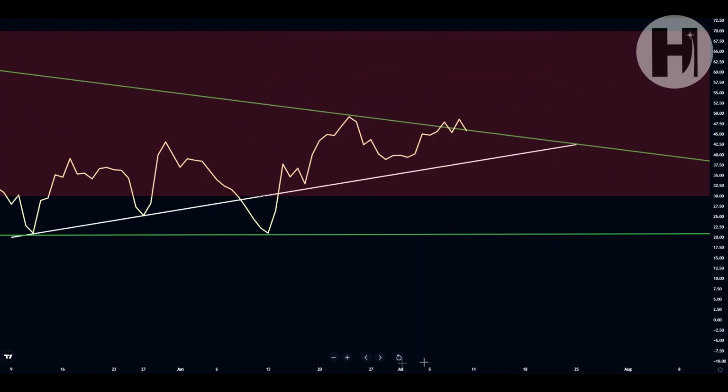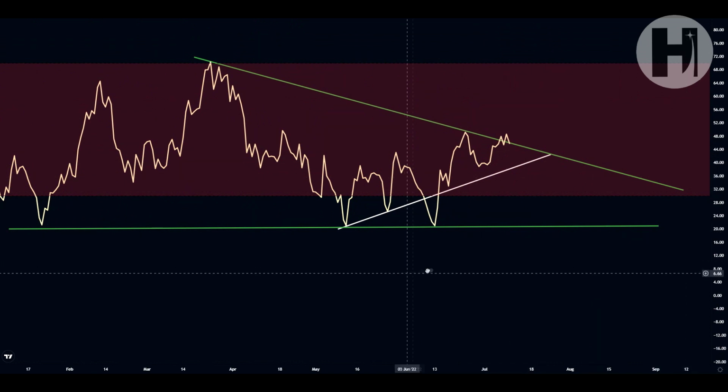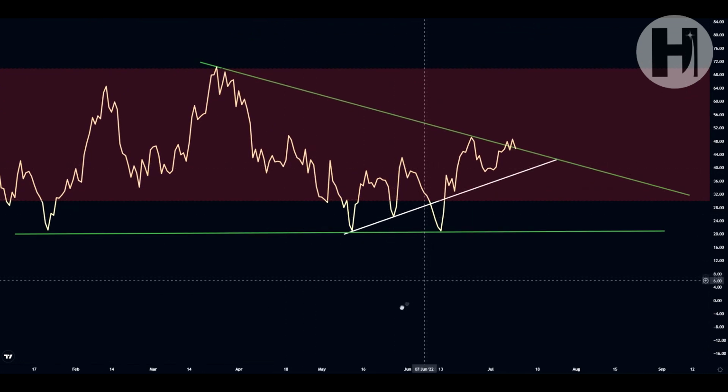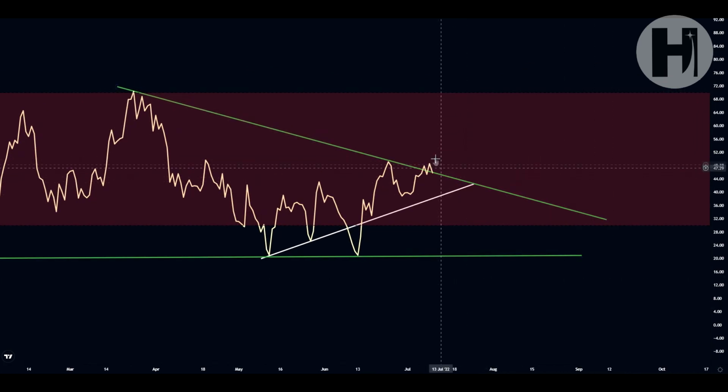If we jump into the daily RSI here, the green trend lines represent a descending wedge or a descending triangle here. And as you can see, we ran into resistance here once again. We've done that twice before.